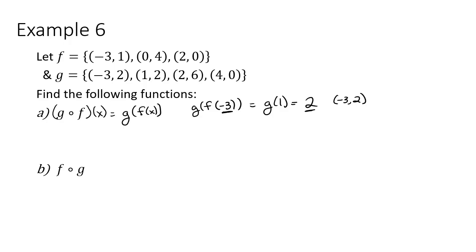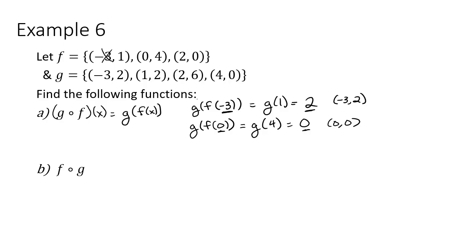Let's try the other inputs. G of f of, next up for f, we've got 0. So we evaluate the f first. F of 0 would be 4. And then we evaluate the g. G of 4 would go back to 0. Input, output. So this would correspond to an ordered pair of 0, 0.